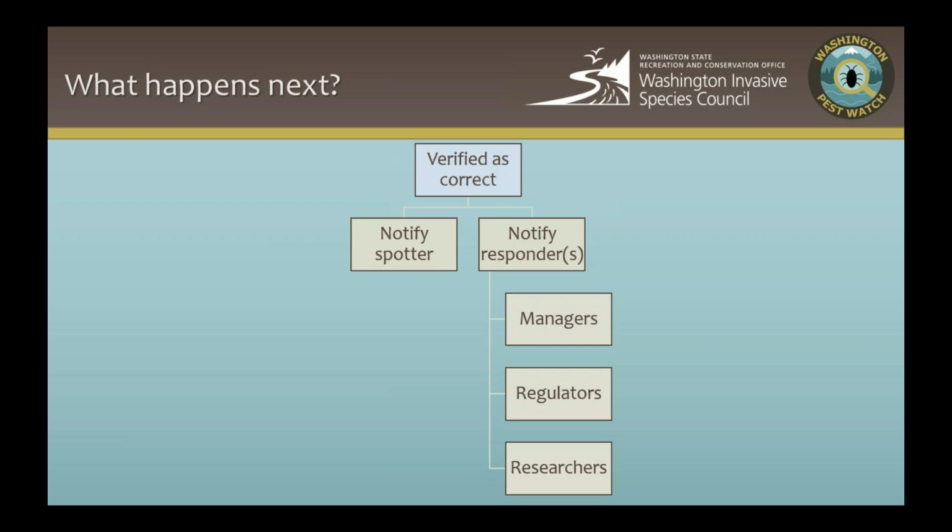So managers can vary. Some species are regulated at the state level or the federal level, or even the local level. So there may be a manager that's responsible for taking care of a park, but that may be different than the regulator, which is the federal agency that's responsible for stopping the spread from one state to the next, or one nation to another. And then we also have researchers, members of academia from across Washington and even outside Washington that may be doing research in Washington on specific species that are also interested.